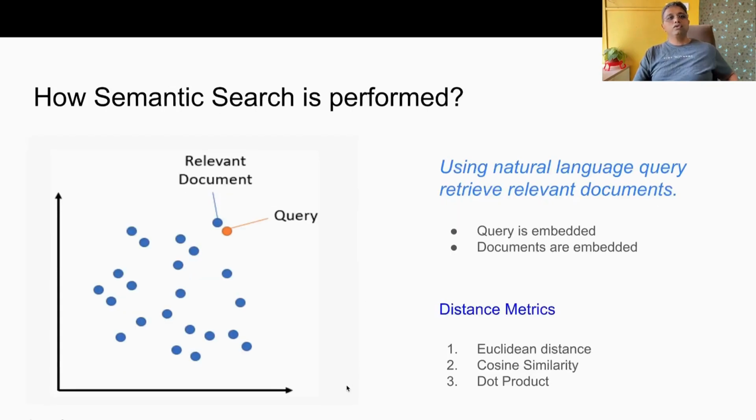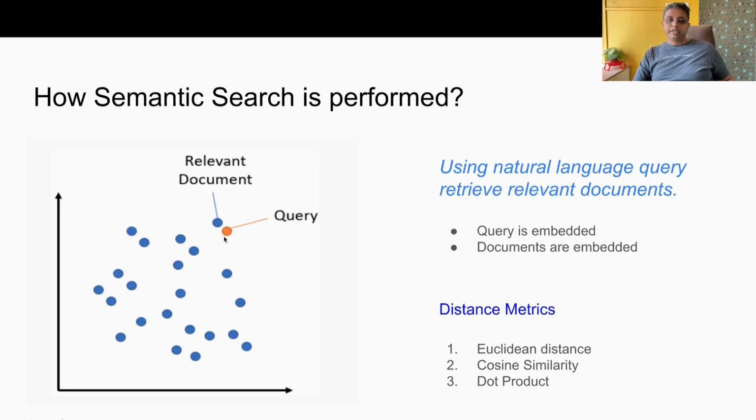Now, ultimately, how is semantic search actually performed? When you write a query, it is embedded as we have seen in the previous slide, and the relevant documents have also been embedded. Both have been embedded using a specific algorithm for text embedding, and then in the geometric space they are placed something like this. So whichever document is close to the query is then returned.